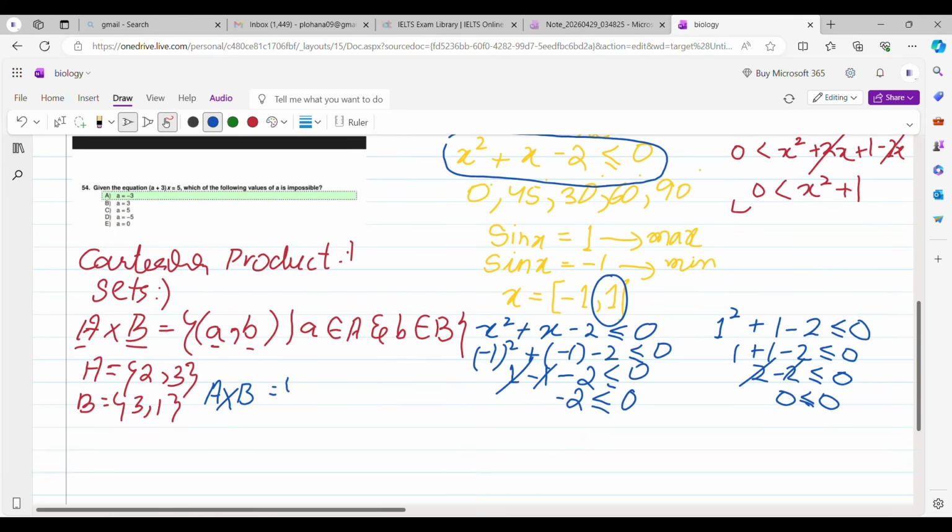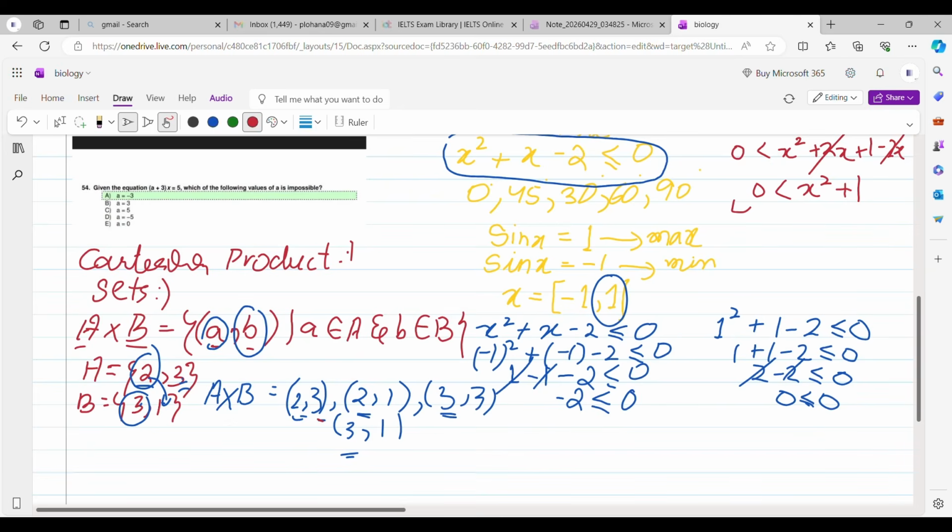So how are you going to make the Cartesian product of it? Round brackets. Your A element belongs to the first one, so 2 comma your second element belongs to the B set, so 3. Again 2 with 1 as well, 2 comma 1. Again 3 with 3, and last but not least 3 with 1. If you see your A elements, they belong to the A set, 2 and 3, and your B elements belong to the B set, 3 and 1. So this is what Cartesian product is.